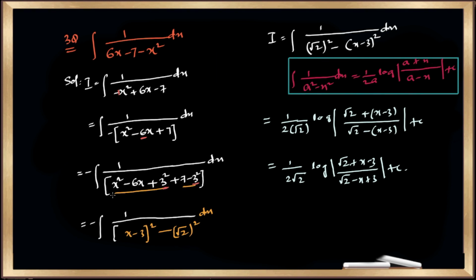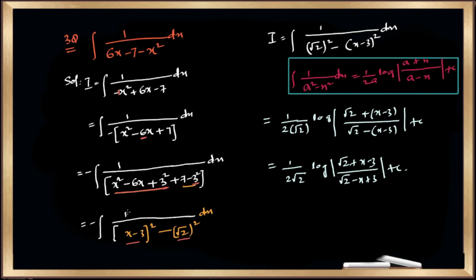If you add 3 square, this will become a square minus 2ab plus b square, that is a minus b whole square. And 7 minus 9 is minus 2. Minus 2 we can write as root 2 whole square. We have to express it in the form of x square minus a square, so that's why we are writing 2 as root 2 whole square.